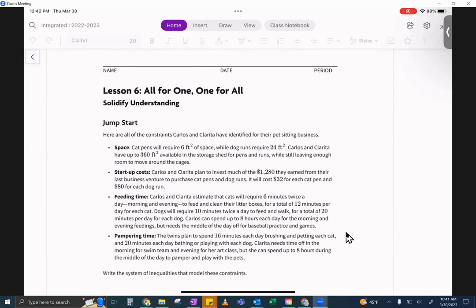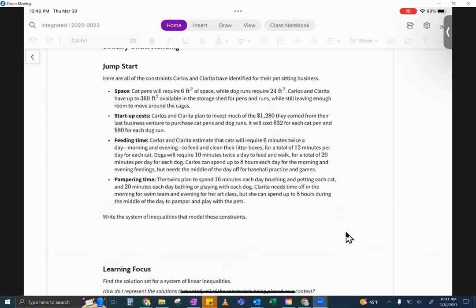The startup costs, they only had 1,280, and it cost this much for cats and this much for dogs. And then there was a feeding time, right? Carlos and Clarita realized that they had to feed the animals twice a day, and they also had to clean out the litter boxes, same with dogs and whatever. Okay, and then pampering time, and I think that was Clarita's job because she had the middle part of the day where Carlos did not.